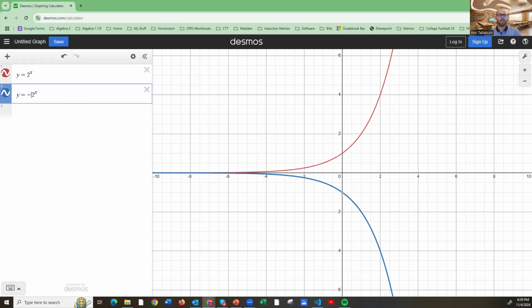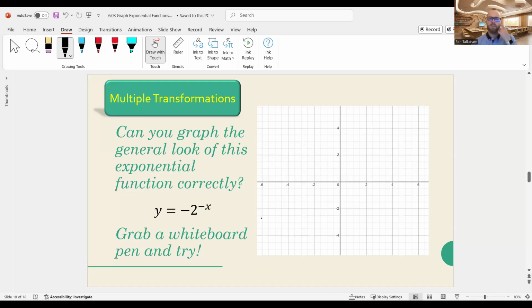Now, let's go back to the lesson slides here. And the question now is, can you graph the general look of this exponential function correctly? And the clue here is there are multiple transformations. Okay, so go ahead and give it a try. You can use your Desmos graphing calculator if you'd like.